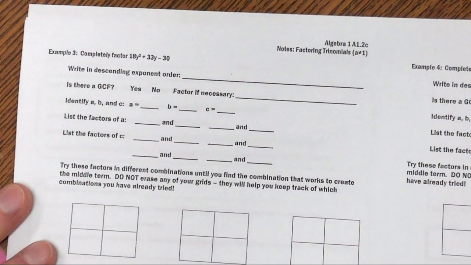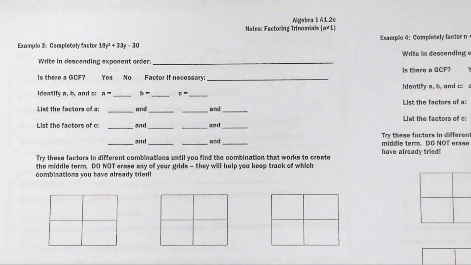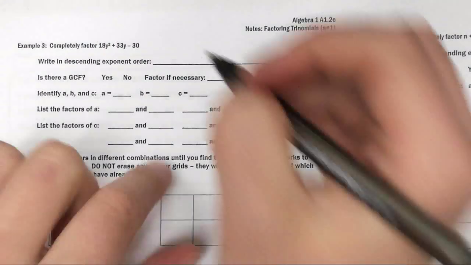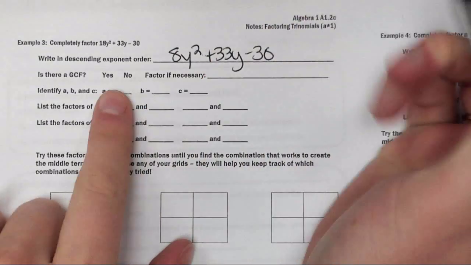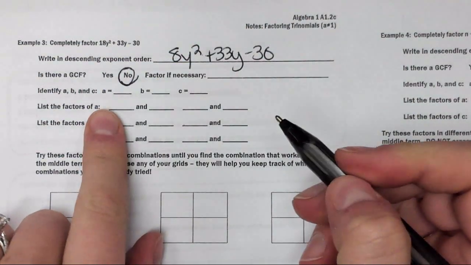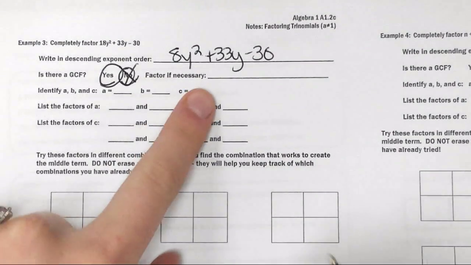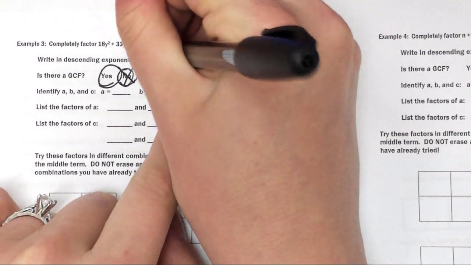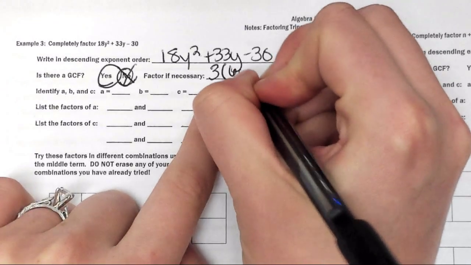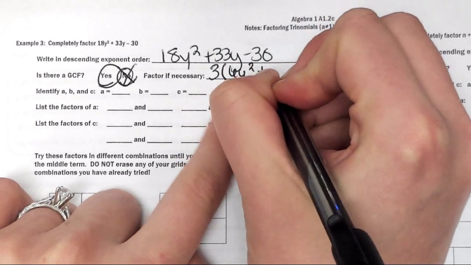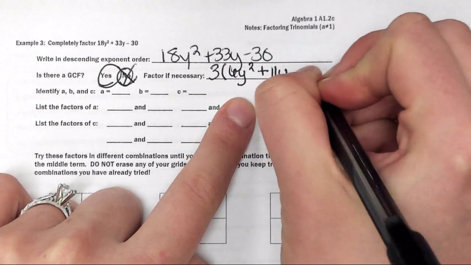Okay, example number 3. I have 18y squared plus 33y minus 30. We're right in descending exponent order. It already is. GCF, no GCF, so I don't have to worry. Oh, sorry, yes, a GCF. I do have a GCF. I can factor out an 18, not an 8, a 3. So that's going to leave me with 6y squared plus 11y minus 10.